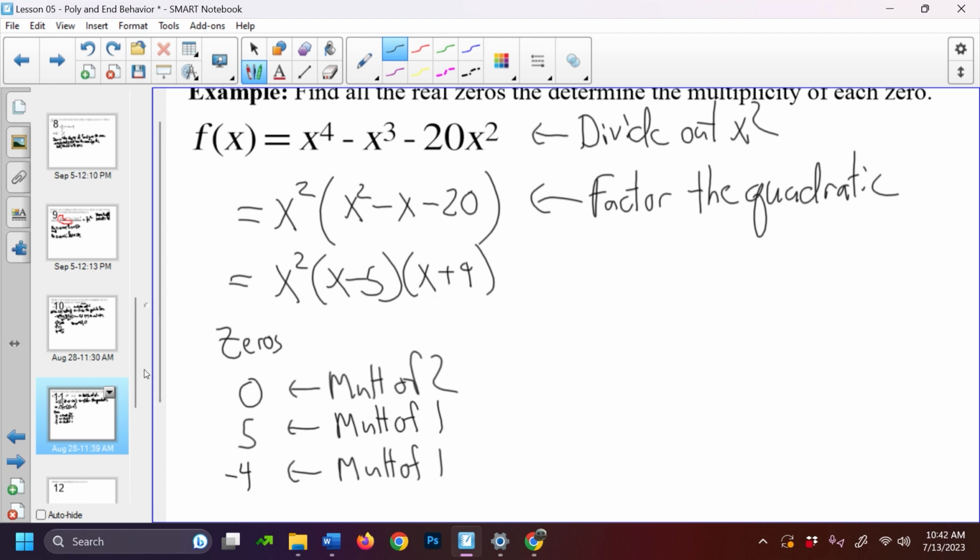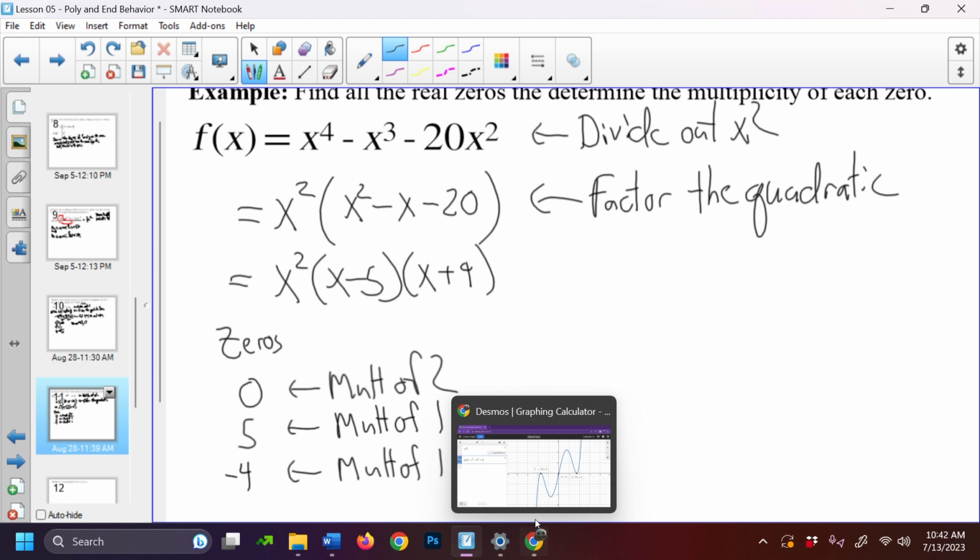And so when I look at this thing, before I even graph it, I know quite a bit. I know that this is a fourth degree polynomial with a positive leading coefficient. It has zeros at 0, 5, and negative 4. It's going to pass through the x-axis at 5. It's going to pass through the x-axis at negative 4. And it's just going to touch the x-axis at 0. So let's go to Desmos and check to make sure I'm right.